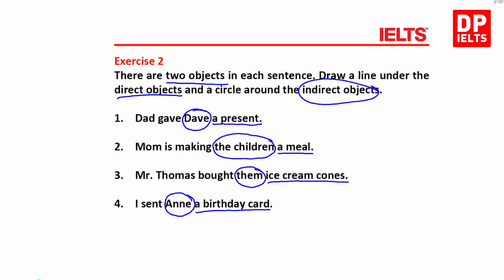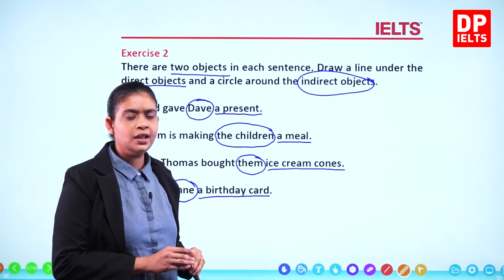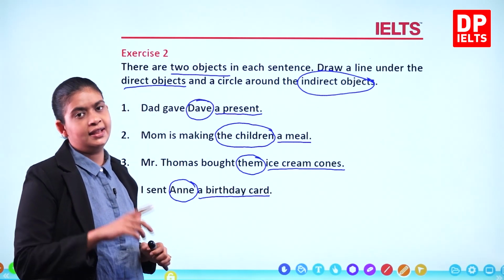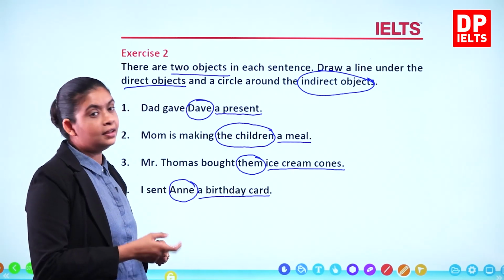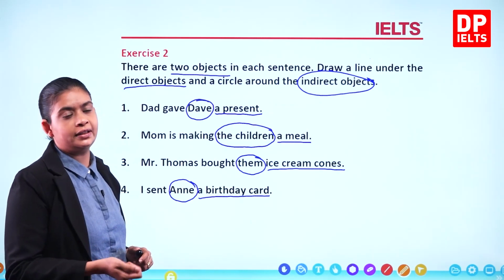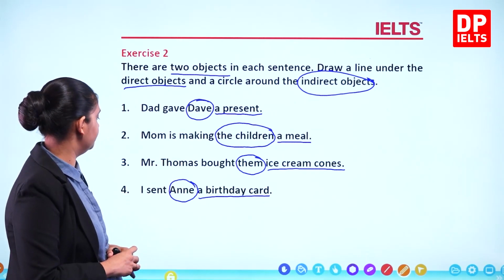Mr. Thomas bought them ice cream cones. මොනවද Mr. Thomas අරන් දුන්නේ? Ice cream cones. ඒ හින්දා ඒක direct object එක. කාටද? them. ඒගොල්ලොන්ට කියන එක. එතකොට ඒක ඇවිල්ලා indirect object එක.